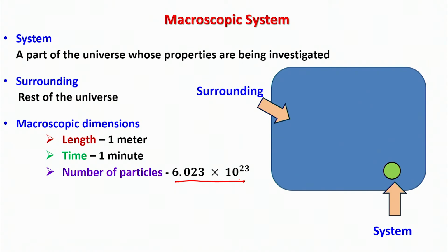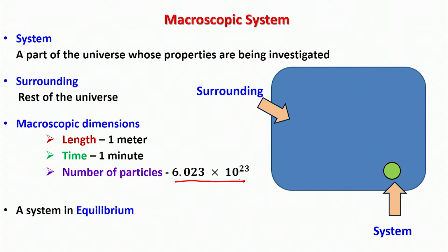Now, as you understand, this is a very large number of particles. When I am talking about a macroscopic system, therefore, I am talking about some part of the universe where the length, height or the width is typically 1 meter, where there are Avogadro number of particles constituting this body, and therefore I should be able to see this system with my naked eyes.